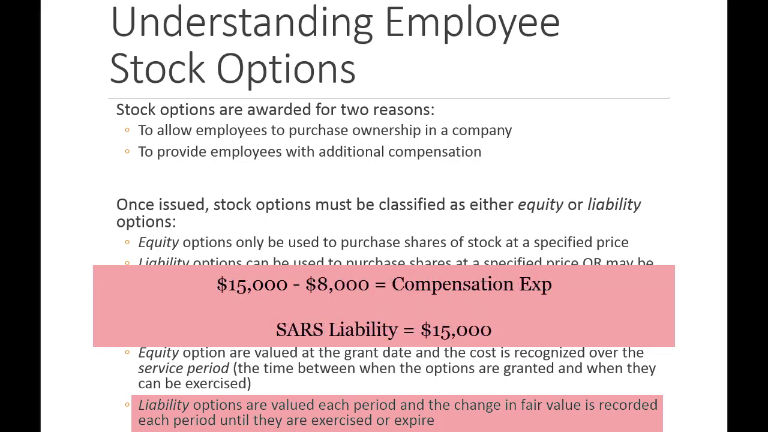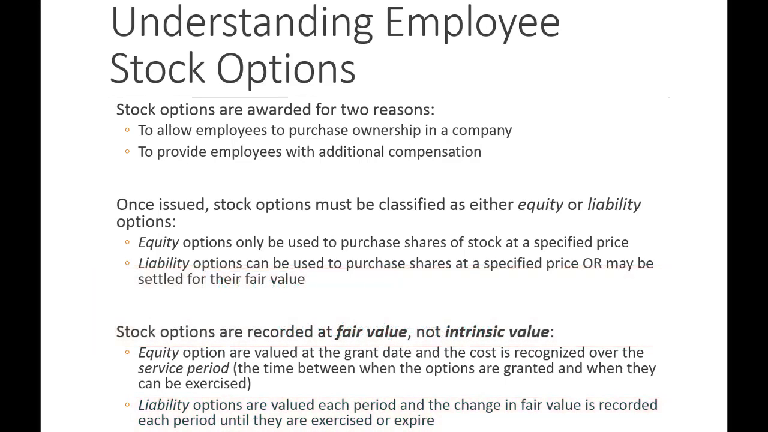Now they're worth $15,000, so you record from 8 to 15 as compensation expense, and you keep the liability at the fair value. And whatever you need as your journal entry to get to fair value, that's the expense for the period. It can be a debit or a credit to the expense as you change that liability.